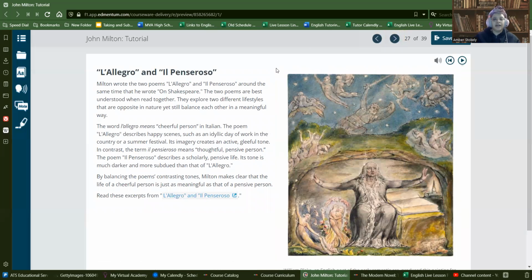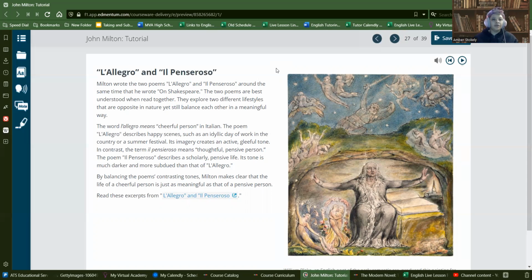Okay, we're gonna hop over to slide 27. Now slide 27 is L'Allegro and Il Penseroso. L'Allegro and Il Penseroso were written around the same time that he wrote On Shakespeare. And the reason why they're being presented together is that it's important for them to actually be read together. So basically, they explore two different lifestyles from the perspective of two different people that are supposed to balance each other in a way, and show you the nature of people on two sides of a similar coin.